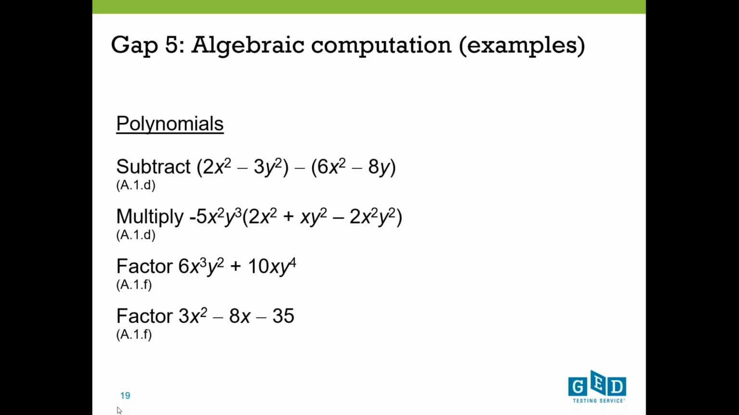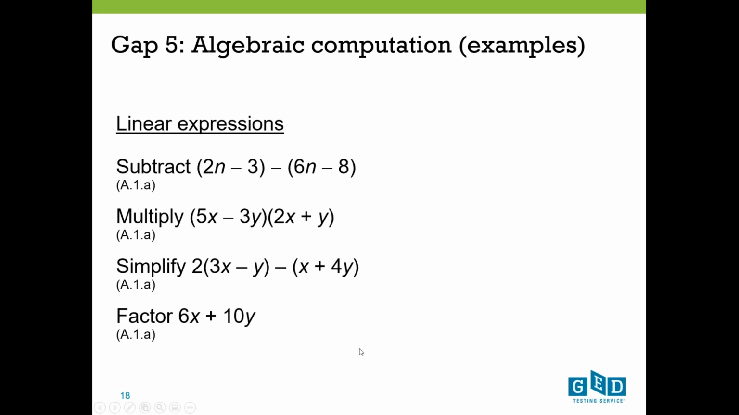Can you actually go back to the last page, Susan? Sure. So that 3x squared minus 8x minus 35 gets factored to something like that second example, where you have two binomials multiplied by each other. Okay, thank you. You can go back to the other one.